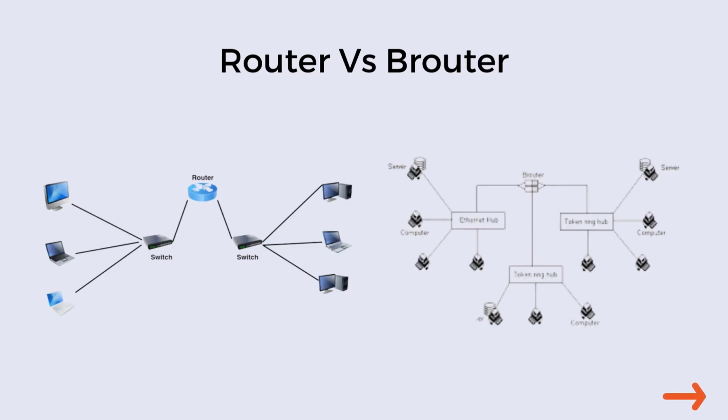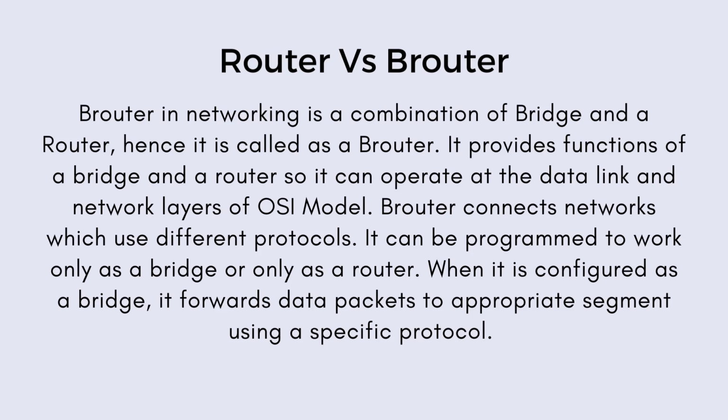Router versus brouter. Brouter in networking is a combination of bridge and a router, hence it is called a brouter. It provides functions of a bridge and a router, so it can operate at the data link and network layers of OSI model. Brouter connects networks which use different protocols. It can be programmed to work only as a bridge or only as a router.